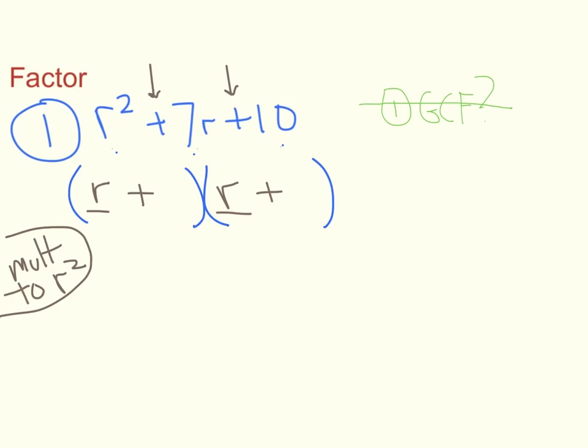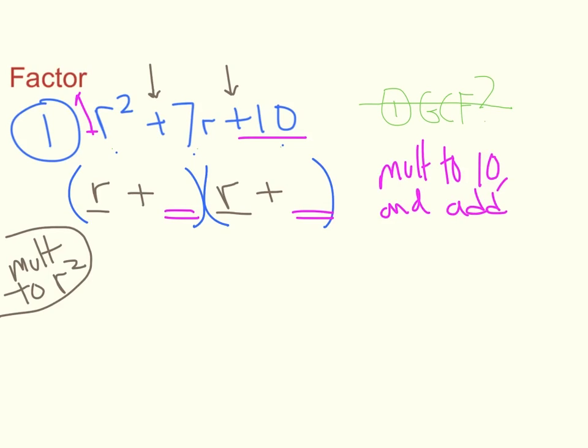And then the last part, I'll do this in purple. The last 2 things, these are going to multiply to be this last term, the 10. Since the coefficient of that first term is 1, I'll go ahead and write that. Coefficient is 1. They're going to multiply to be 10 and add to 7. So we're looking for a pair.